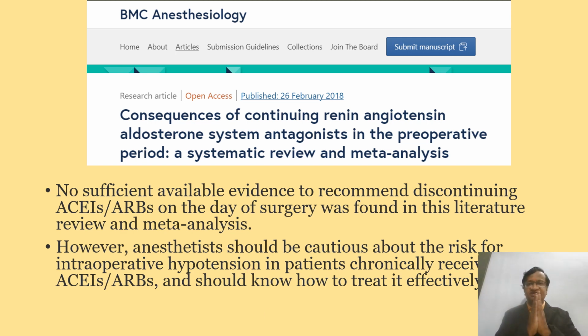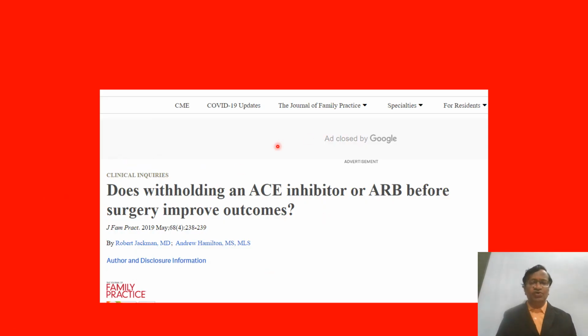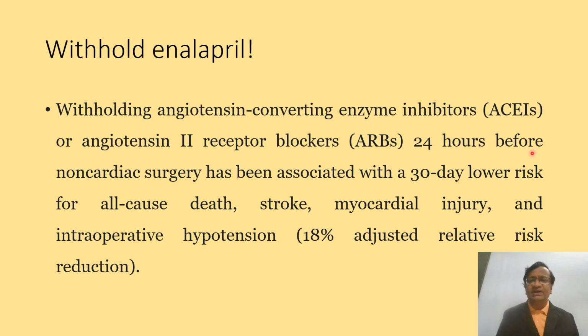Yes, the blood pressure falls because if you continue this telmisartan, there is some sort of increased incidence of intraoperative hypotension, and this may need excessive vasopressors. This may be refractory to our routine vasopressor use. This is the problem if you use enalapril or ramipril and start giving, especially neuraxial blockade. Thus, withholding ACE inhibitors before surgery improves outcomes. Withholding enalapril 24 hours before has been associated with a 30-day lower risk. See, 18% less death and stroke.